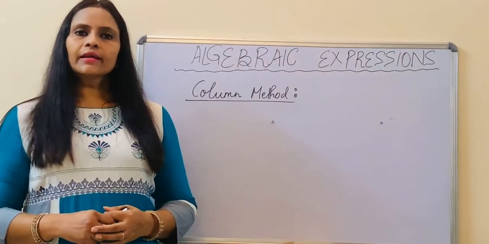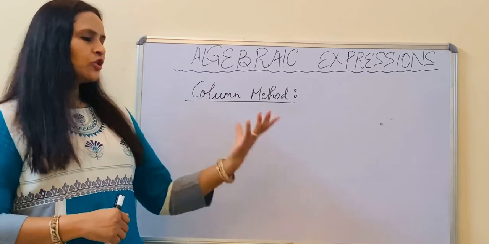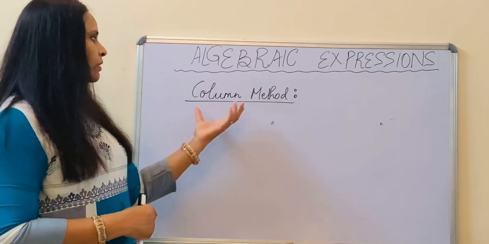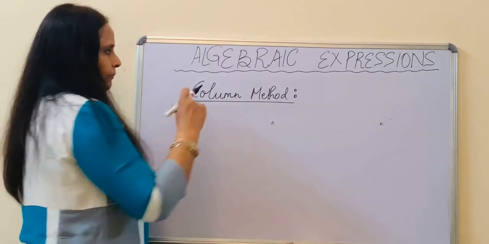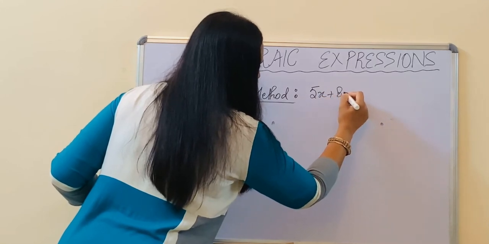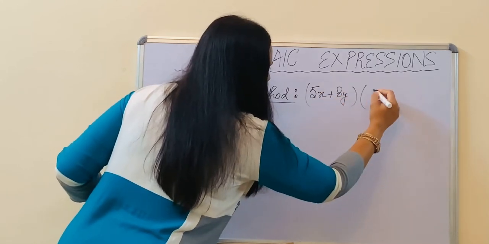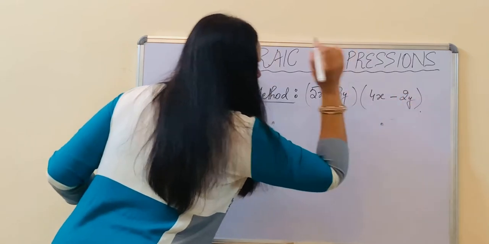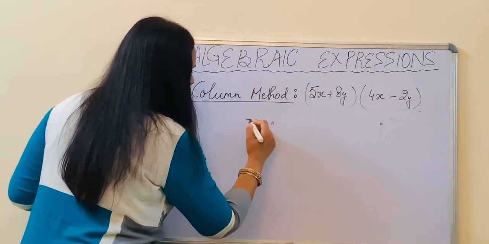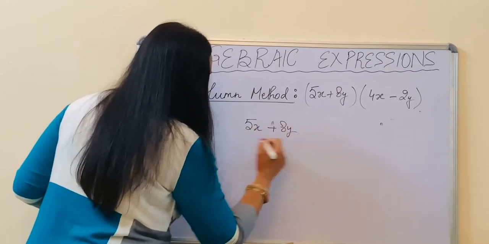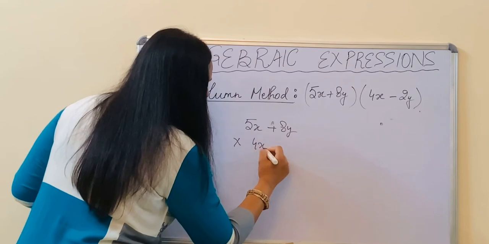Friends, right now we were following the horizontal method of multiplication for the polynomials. Now we will do the column method. For this, I am taking the example of 5x plus 8y multiplied by 4x minus 2y. Again, it is very simple. We will write them in columns.